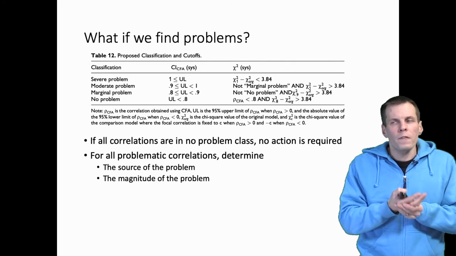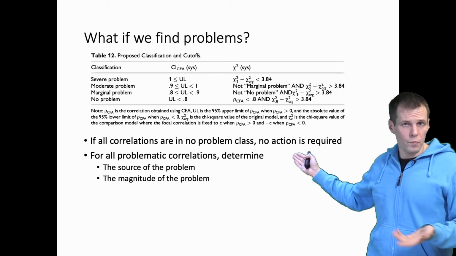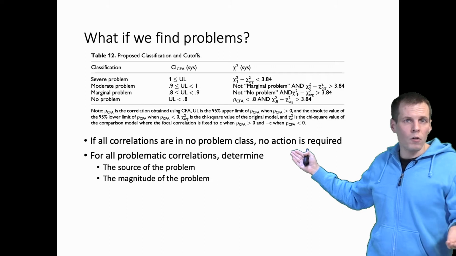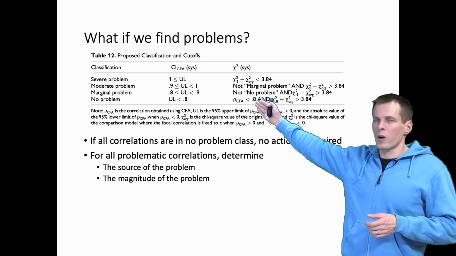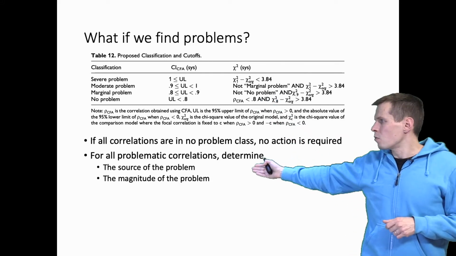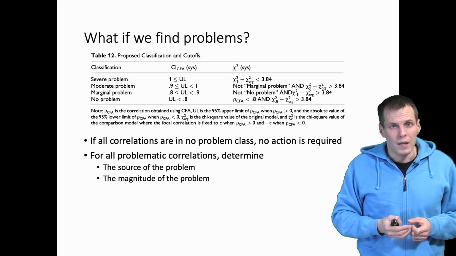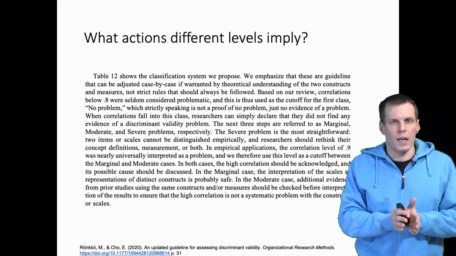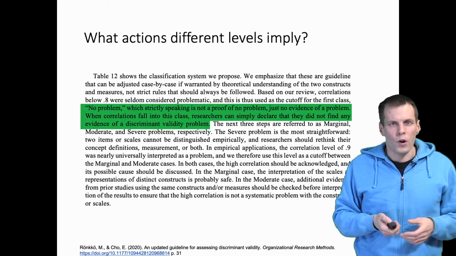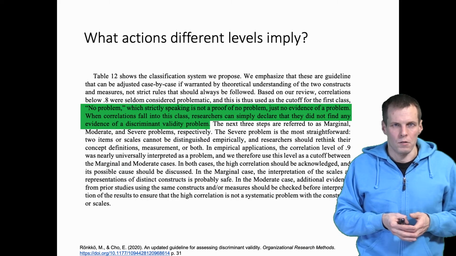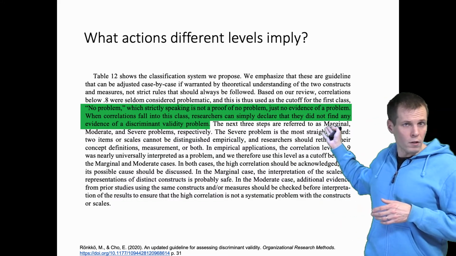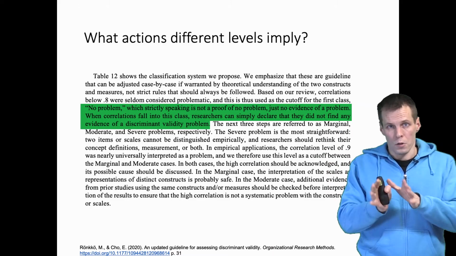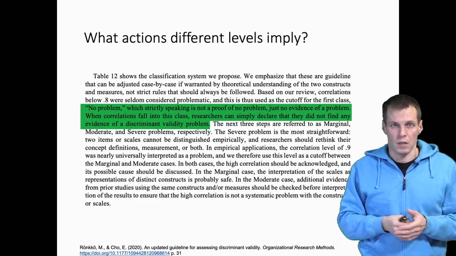Well, we are looking at two different things. We need to first, the easy case, if there's a correlation with no problems, we don't need to do anything. For any other correlations that belong to the severe problem, moderate problem, or marginal problem class, we need to determine what is the source of the problem and what is the magnitude of the problem. And then based on that, we might need to do something. Let's take a look at what actions the different levels imply. As I said, if there is a no problem class, then that implies no actions. If all the correlations that you have in the study fall into the no problem class, then you can simply declare that you implemented the CI, CFI, SUS approach, and you detected no problems, and that's your discriminant validity analysis.